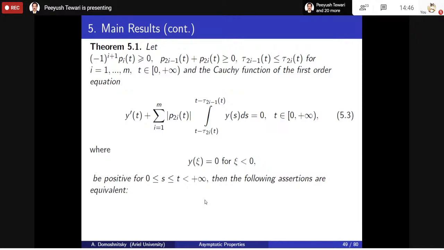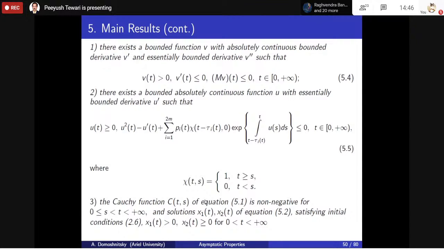This assumption seems very difficult and unclear, but we have simple inequalities which give us this fact. Next, please. And the following assertions are equivalent.